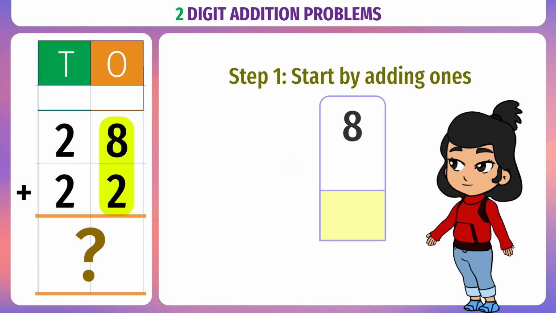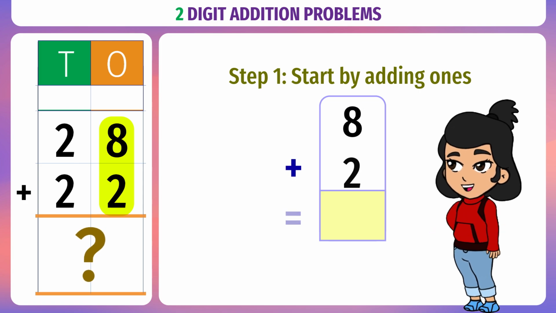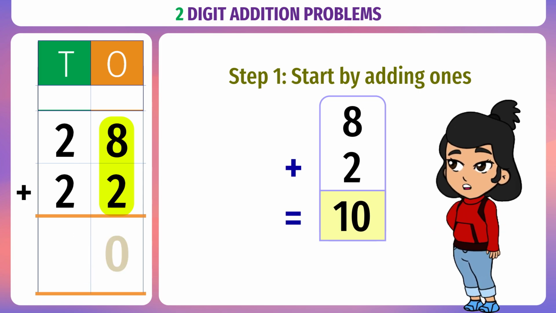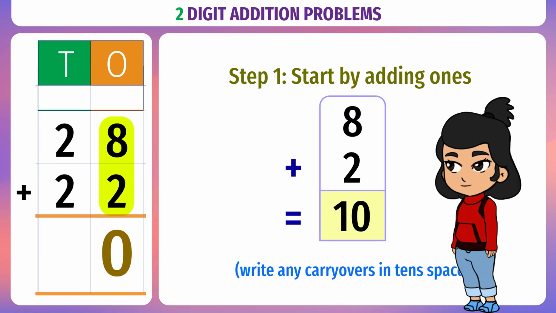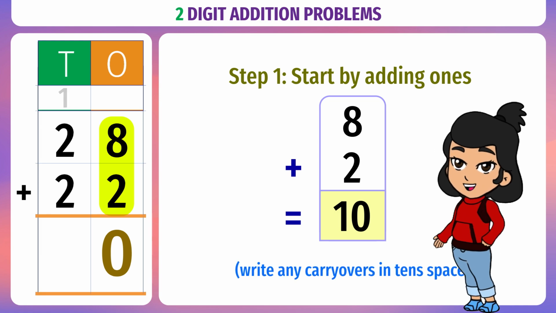Okay, let's solve it. Add ones. 8 plus 2 equals 10. Write 0, carry over 1.